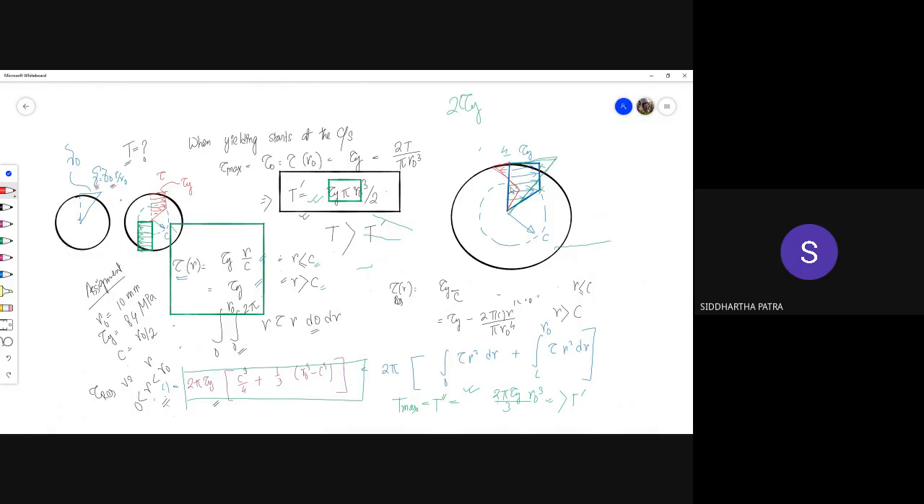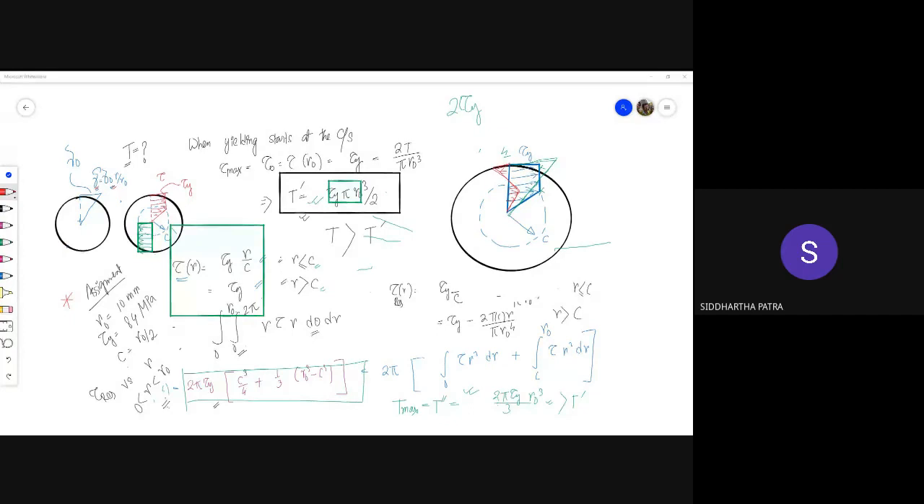So this type of shear stress distribution do you get? And that's what I'm asking you to plot. Okay. So I think I'm done with today's class. In the next class, we will talk about thick cylinders.